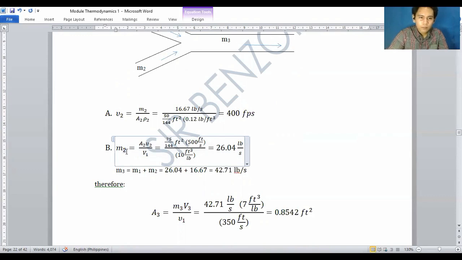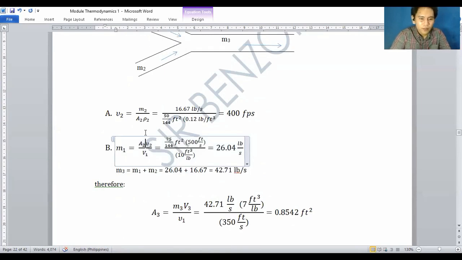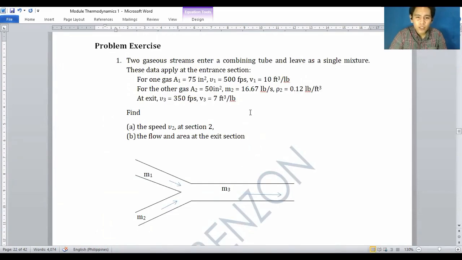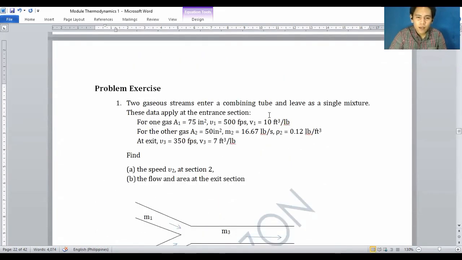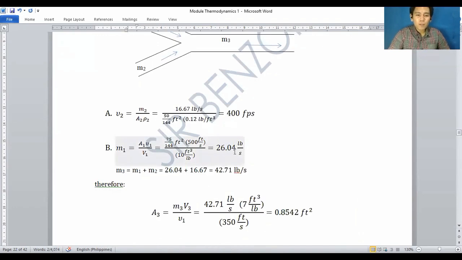Sorry for my typographical error. Mass 1 is equal to area 1 times velocity 1 over V1, which is 75 over 144 conversion times 500 feet per second, which is the velocity over its specific volume, which is 10 cubic feet per pound. Therefore, we have a mass 1 of 26.04 pounds per second.